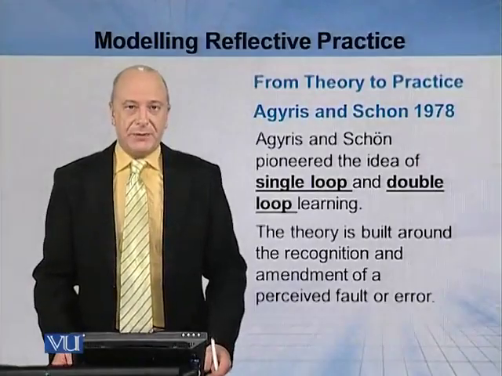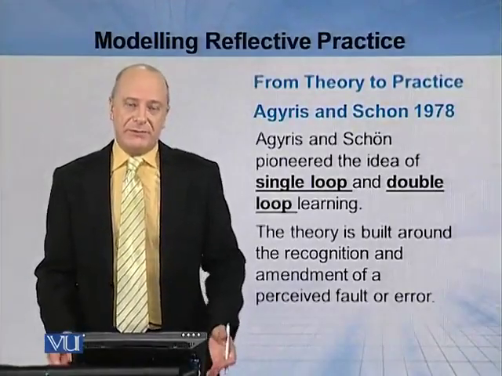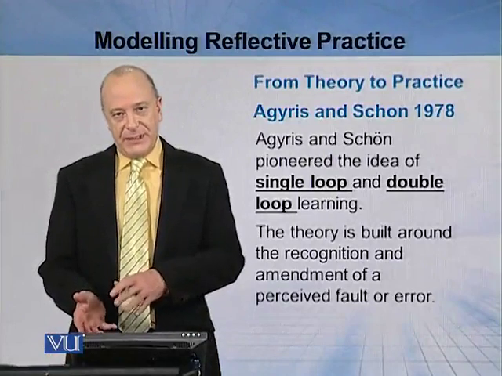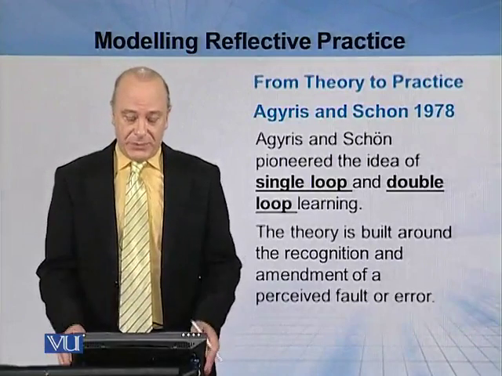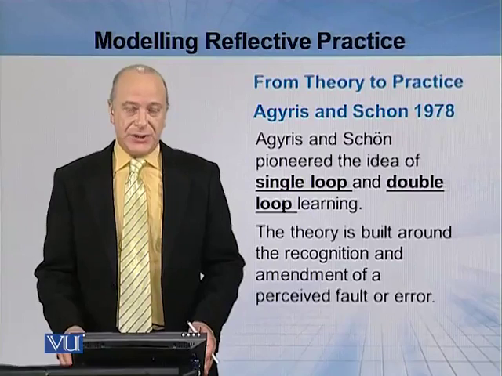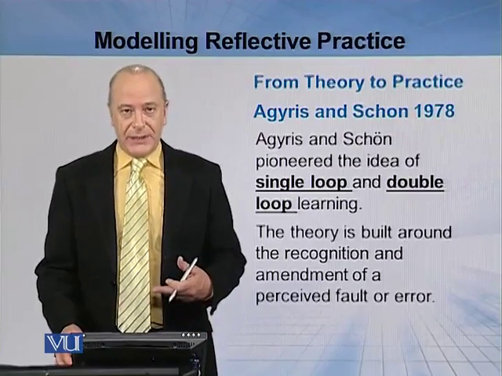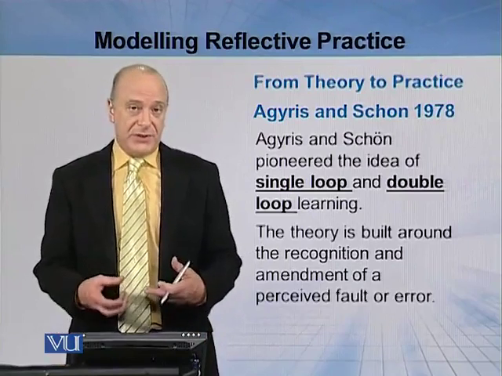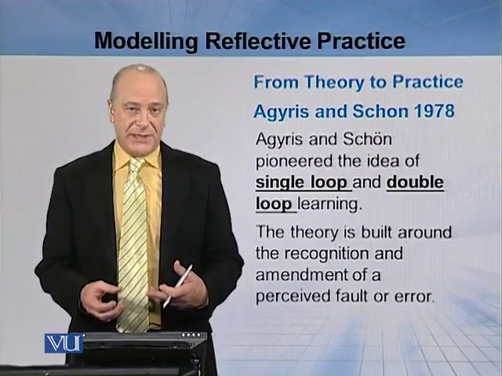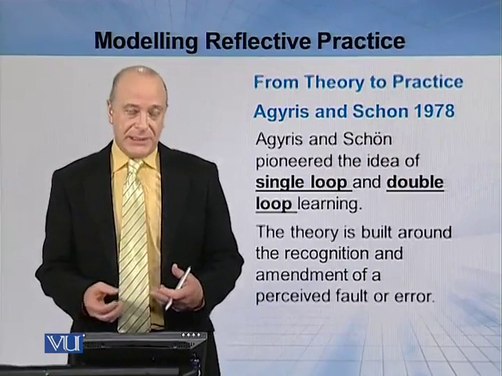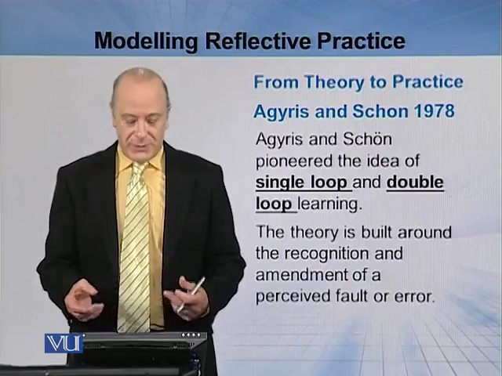Perhaps the most well-known model of reflective practice, which attempts to link theory to practice, is the model by Argyris and Schön. They talk about two types of learning from reflection, and that's single loop learning and double loop learning.